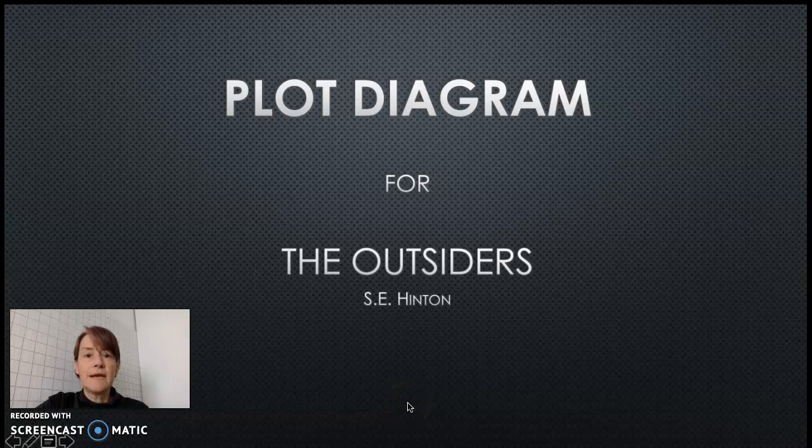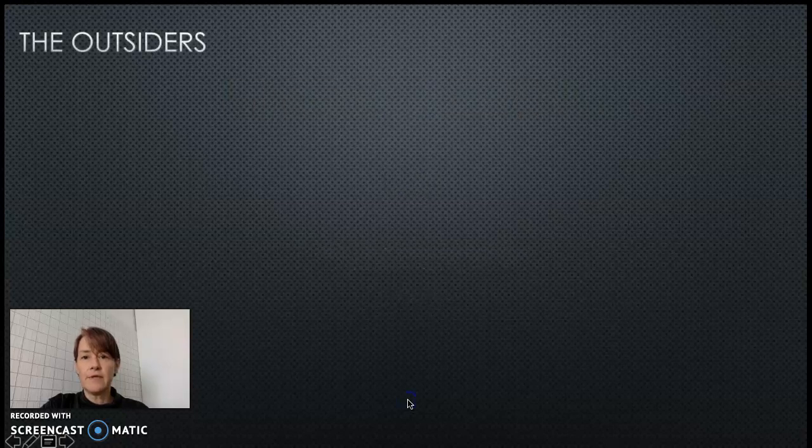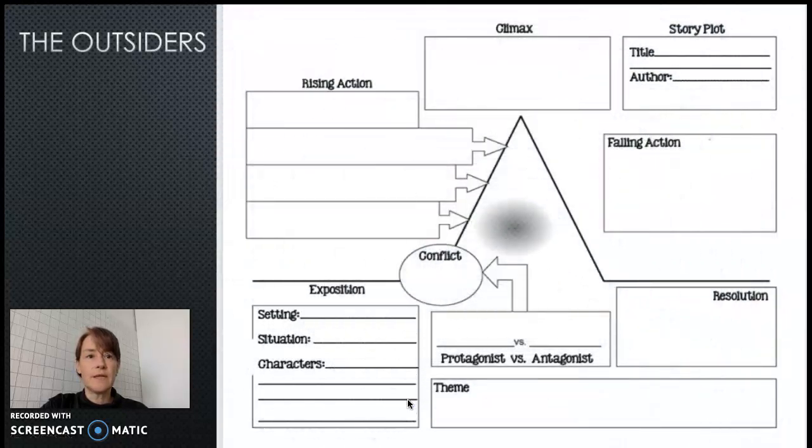Hi everyone. Today we're going to complete a plot diagram for The Outsiders, the wonderful book by S.E. Hinton. Let's get started. You should have one of these plot diagrams in your flipbook, so get that ready. Anytime during this video you need to pause to give yourself time to copy down what you need to write, go ahead and pause and then just press play when you're done.